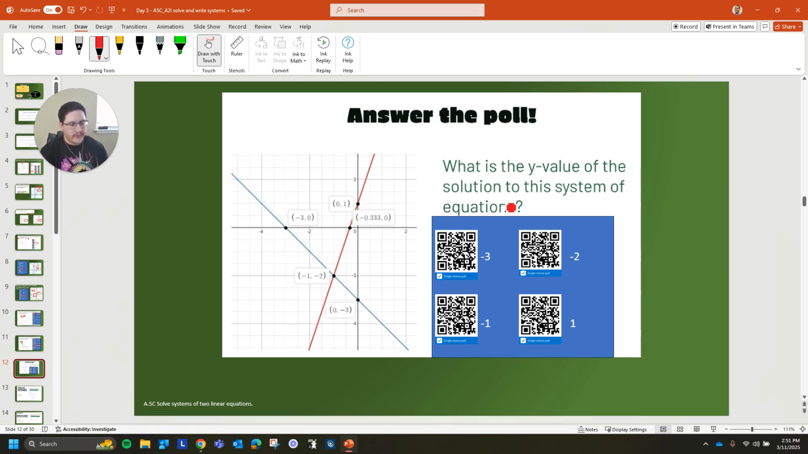Okay, so the solution to the system, again, it's where these lines intersect each other, which is right here, -1, 2. What is the y value to that? 2. That's our answer.